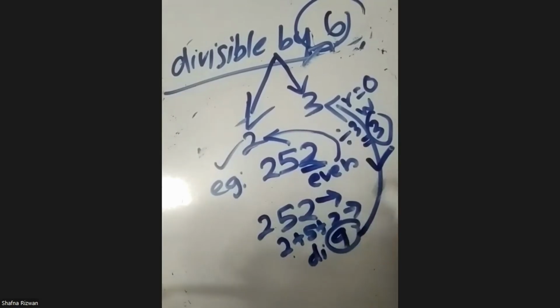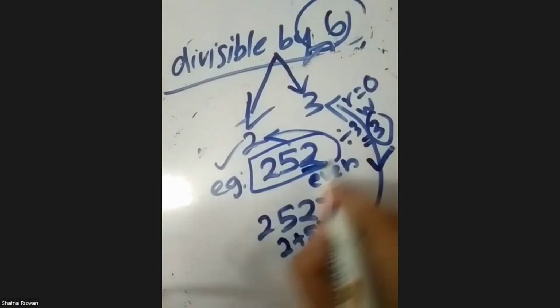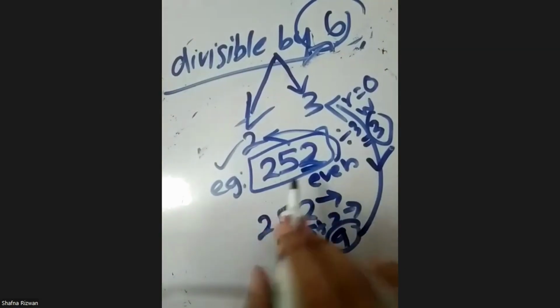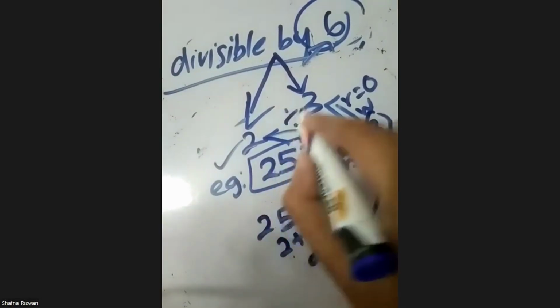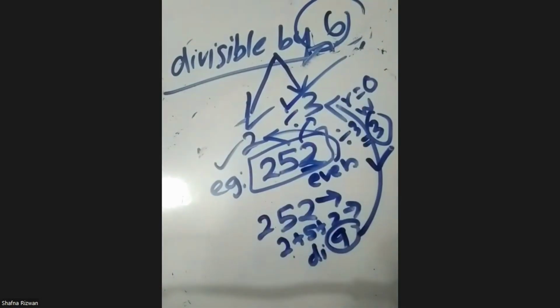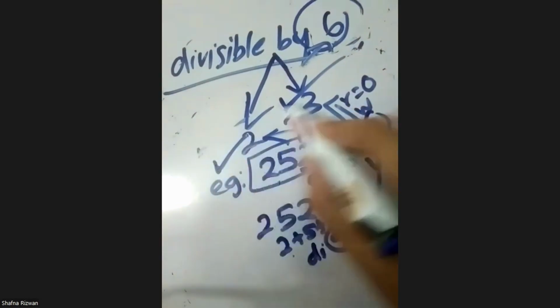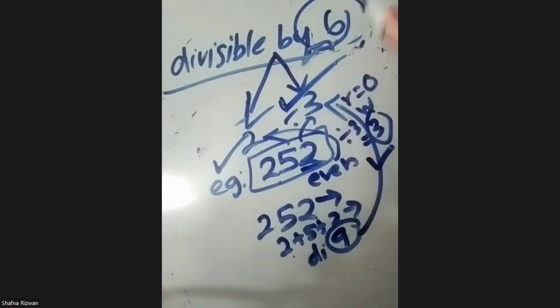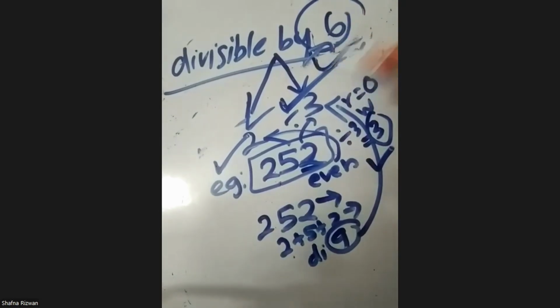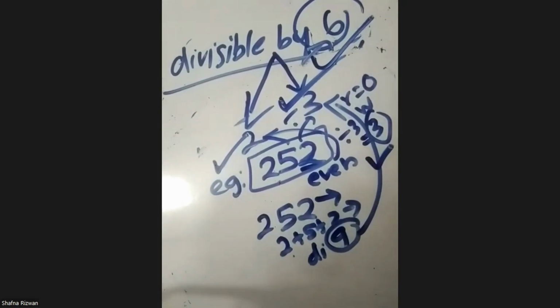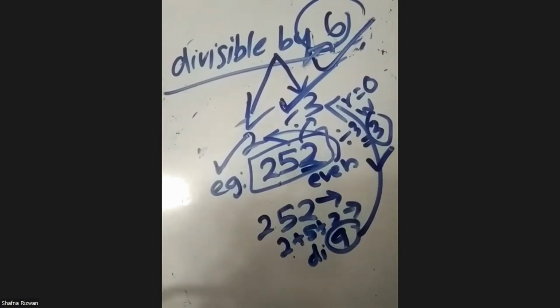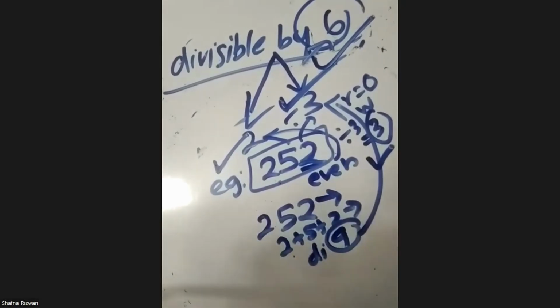If the digital root 9 is divisible by 3, what can you say about your main number 252? It is also divisible by 3. Now what can you say here? This number 252 is divisible by 2 also, divisible by 3 also. Then automatically it will become divisible by which number? By number 6. Did you all understand it? Yes, that's how it works.